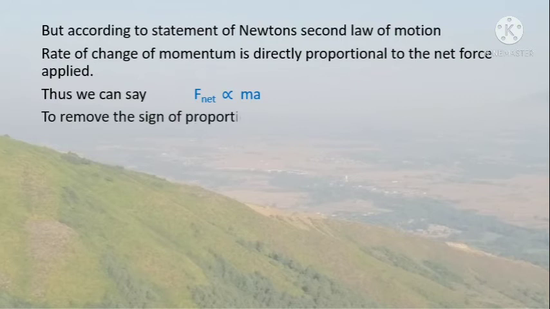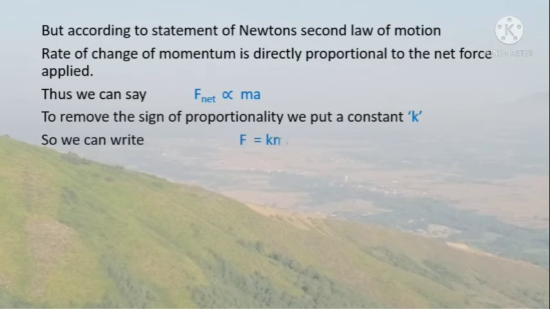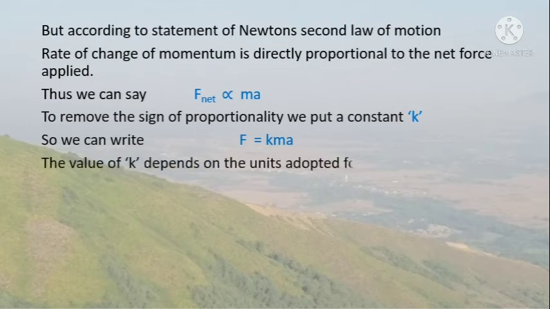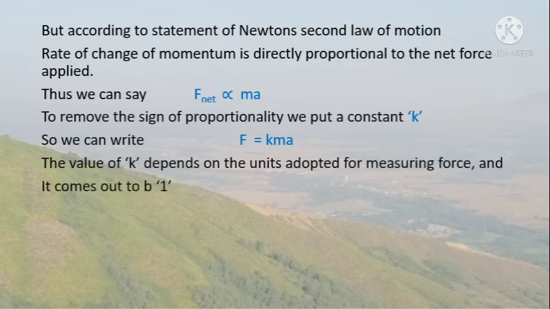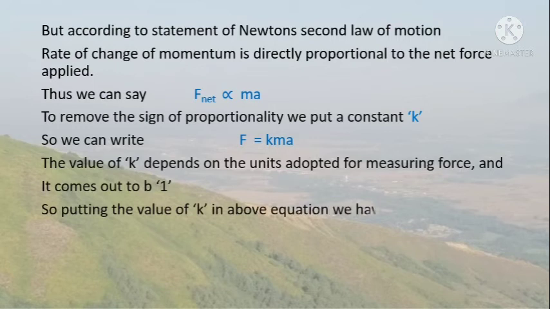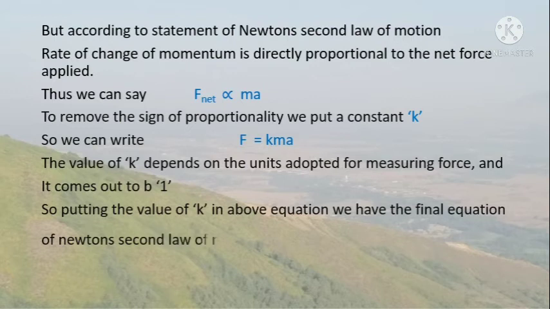To remove the sign of proportionality, we put a constant k. So we can write F is equal to k times mass and acceleration. The value of k depends on the units adopted for measuring force, and it comes out to be 1. So putting the value of k in the above equation, we have the final equation of Newton's second law of motion as this.